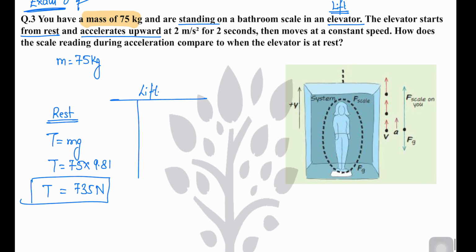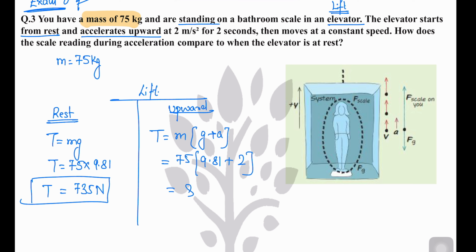Okay, so the second case should be upward. In the case of upward, what did I tell you? m(g plus a). Yes or no? m is 75, times 9.81 plus, what is the acceleration? 2. So what should be your value? 885 Newton. Okay. For the 2 seconds, then it moves at constant speed.